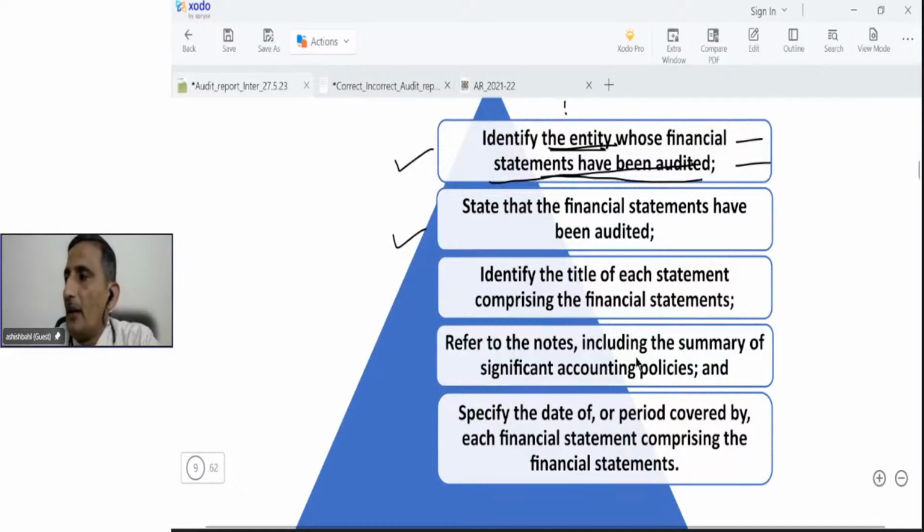Guys, you are able to see the module? Module is clear, guys? Drop a mail, guys. That module is visible to you.